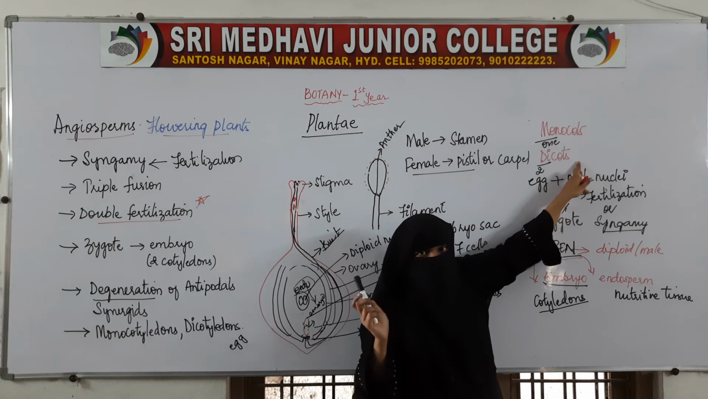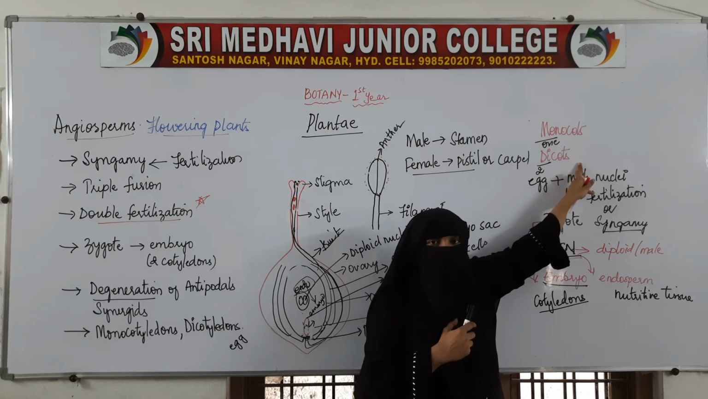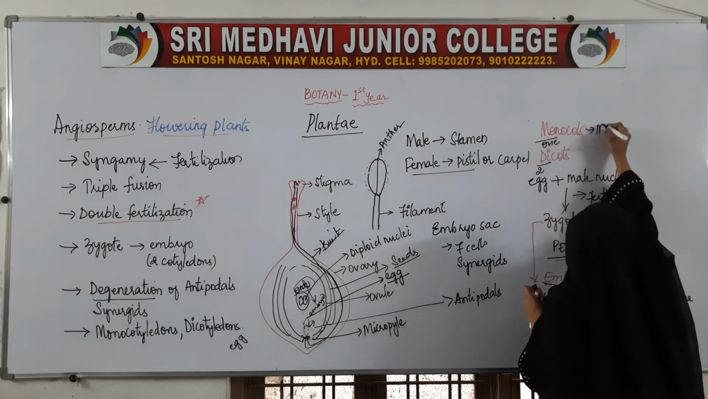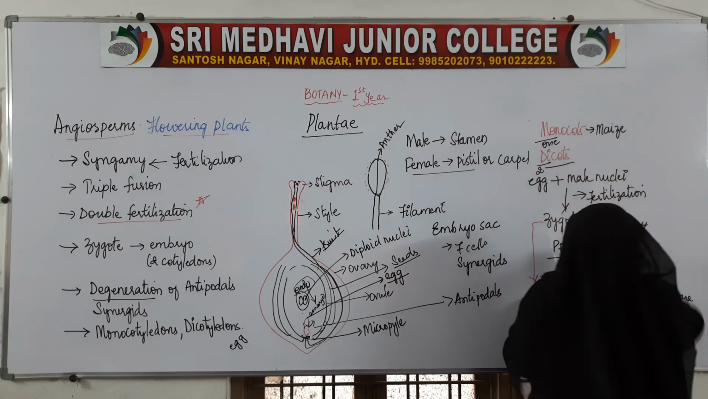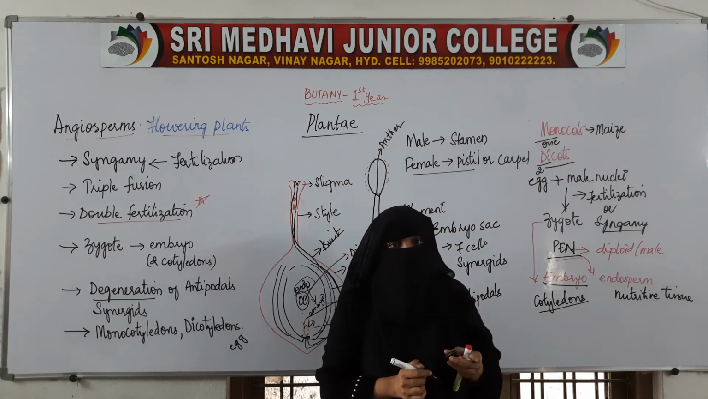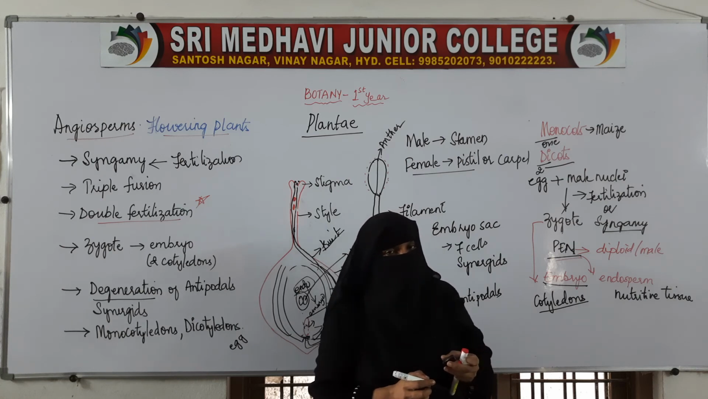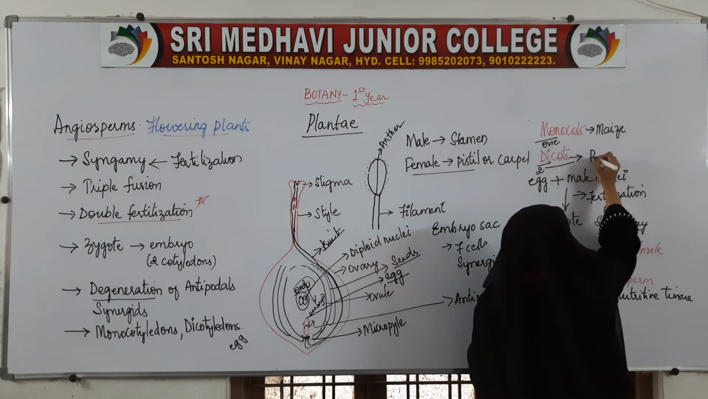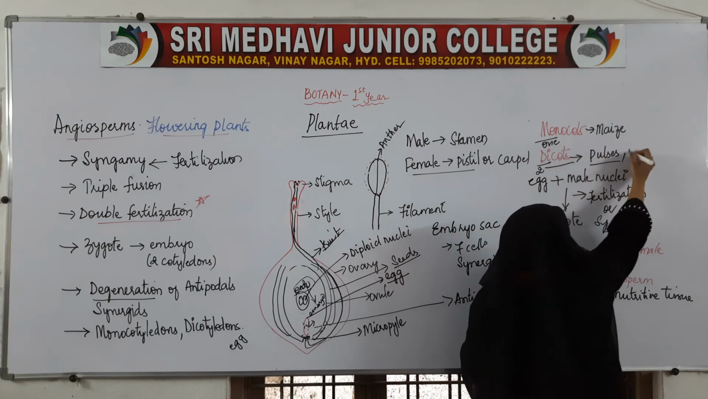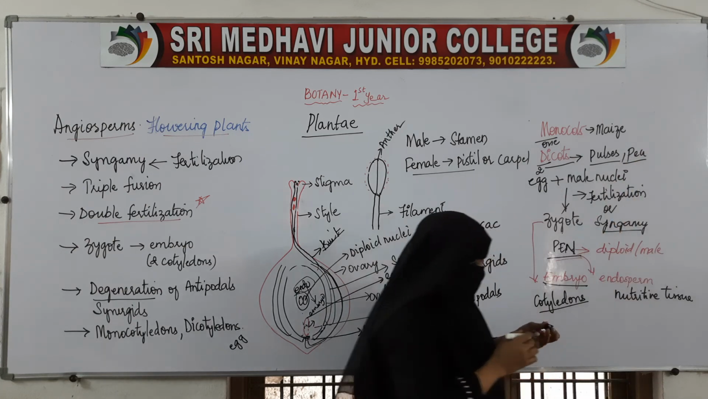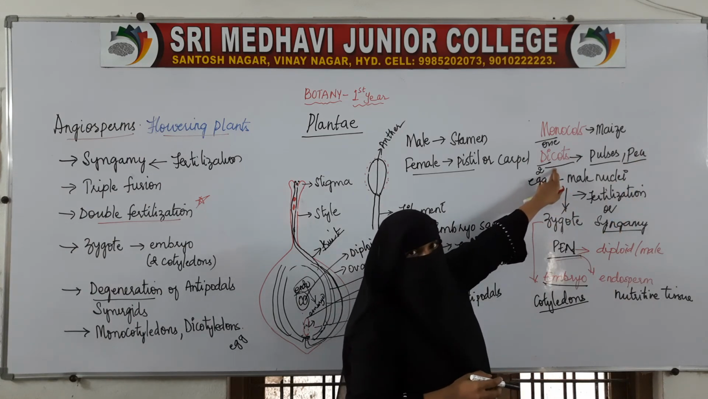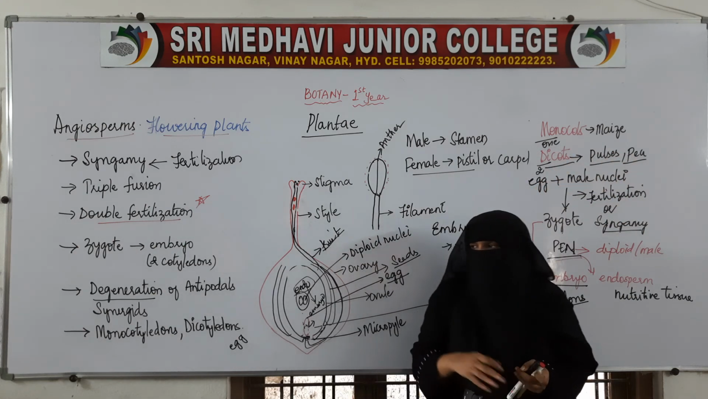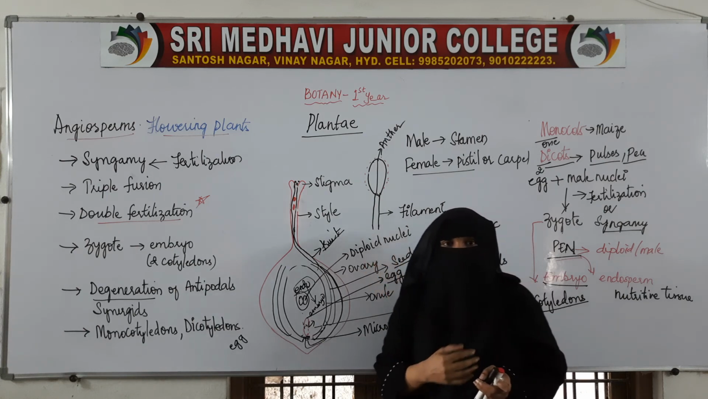If the embryo has only one cotyledon inside, then it is called a monocot. An example is maize. And if the seeds have 2 cotyledons enclosed inside, then it is called a dicot. Examples are pulses and pea. These are dicotyledonous plants, and maize is an example of a monocotyledonous plant. So this was all about the introduction of angiosperms.